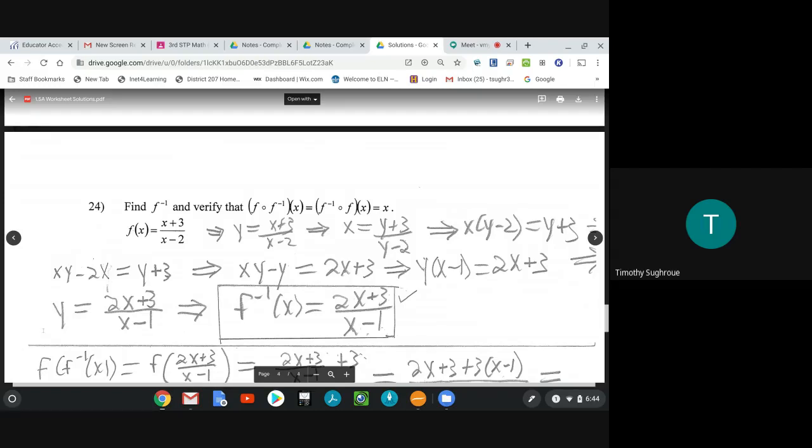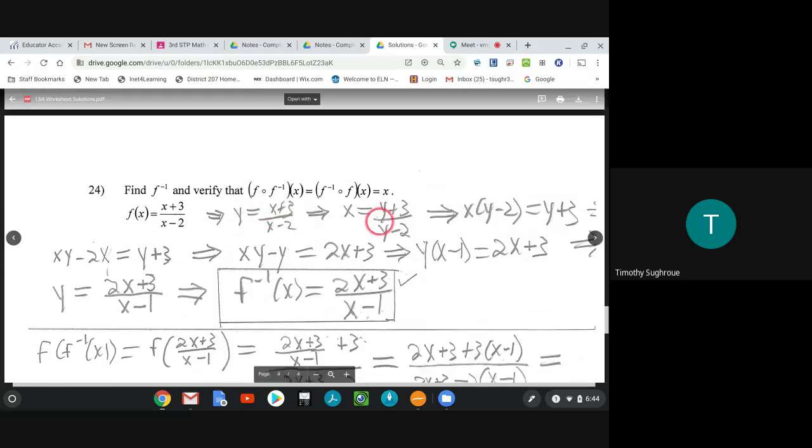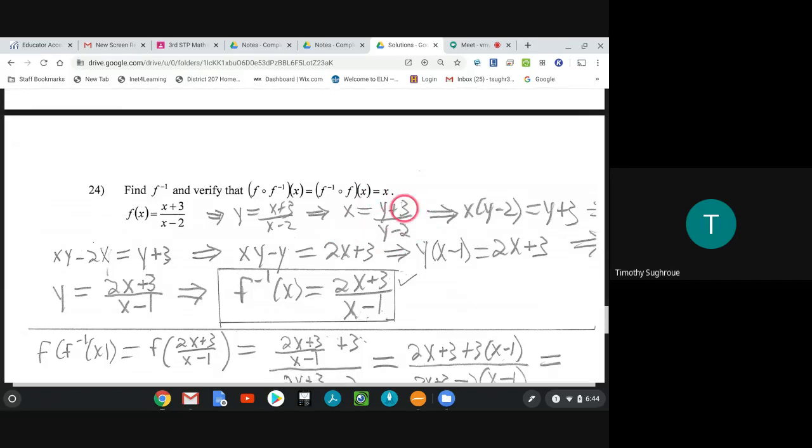Let's start with finding the inverse. y equals x plus 3 over x minus 2. I just replace the f of x with y. Then I switch the x and the y variables. Wherever there's a y, I put an x. Wherever there's an x, I put a y. If I want to solve for y, I can't do it right now. There's some on top, some on the bottom. I need to get everything on the same level.